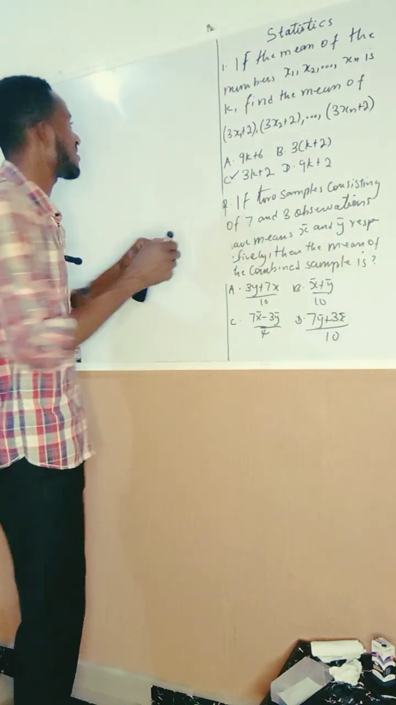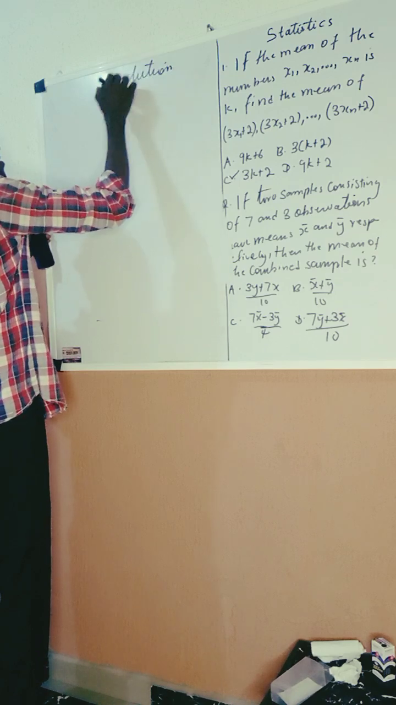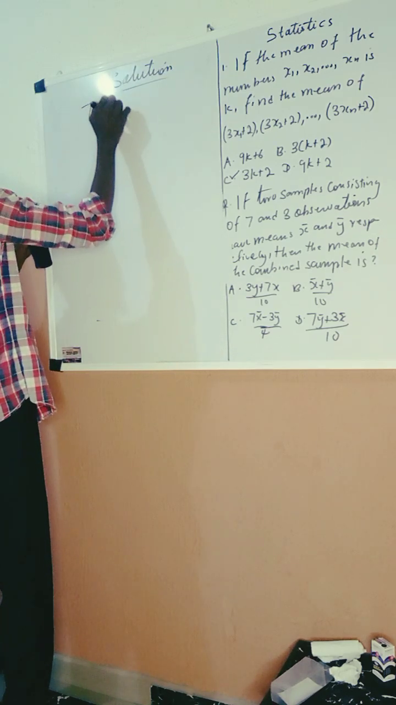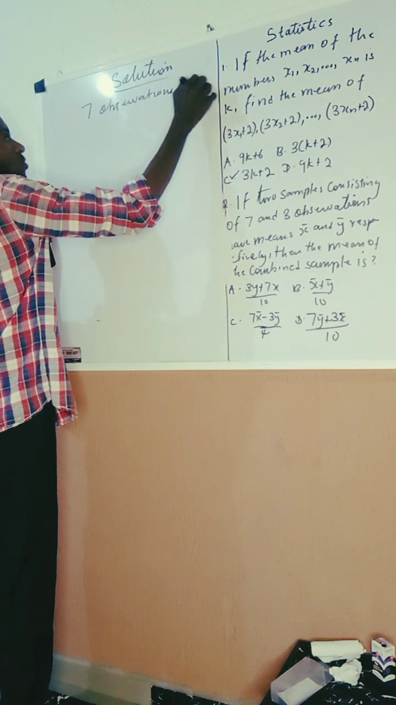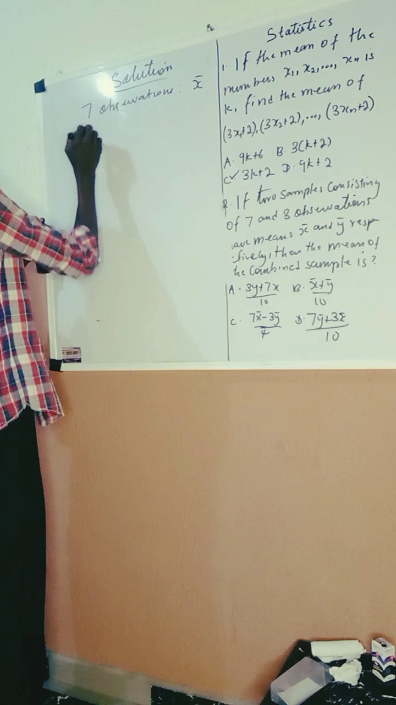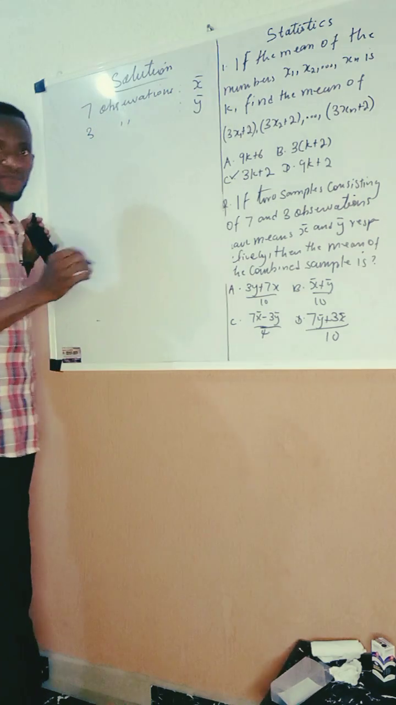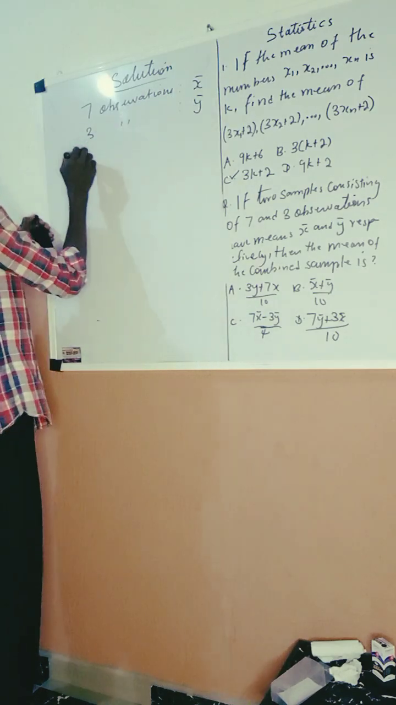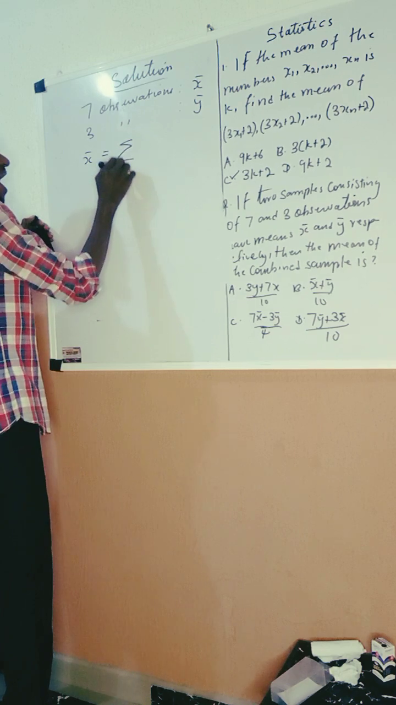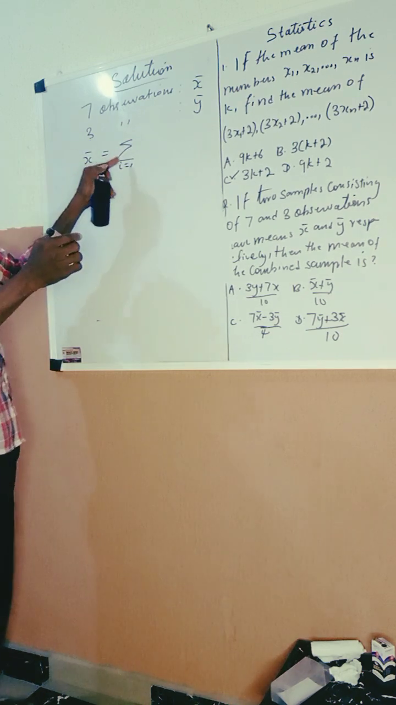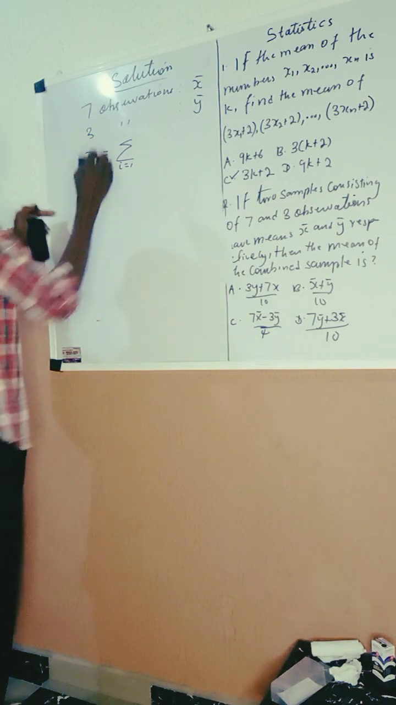So I have 7 observations. I'll come here and write solution. I have 7 observations. The mean of that 7 observations is x bar. I have 3 observations. The mean of that 3 observations is y bar. And of course, we know that this x bar is given as summation, i is running from 1. It is no longer going to be to n, because we have been told that n in this context is 7.